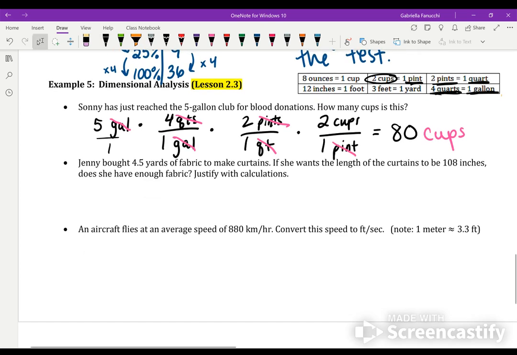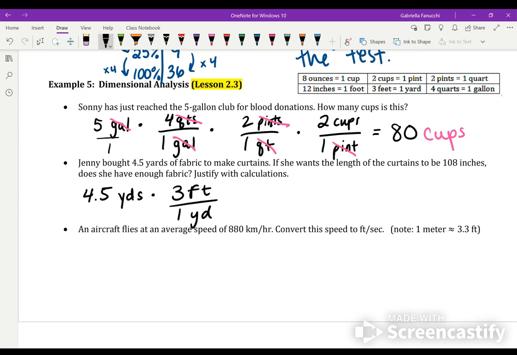All right. Jenny bought 4.5 yards of fabric to make curtains. If she wants the length of the curtains to be 108 inches, does she have enough fabric? Justify with calculations. So again, we're going to go from yards all the way down to inches. So there's 3 feet in 1 yard, and 1 foot is 12 inches. So we're starting with 4.5 yards. We're going to multiply that conversion of 3 feet per 1 yard.